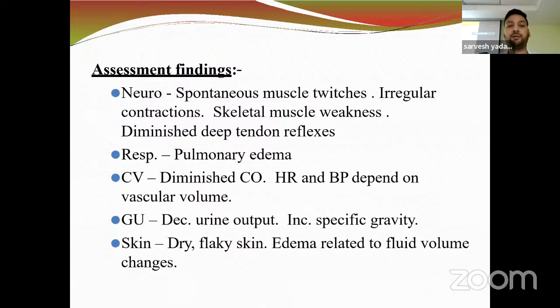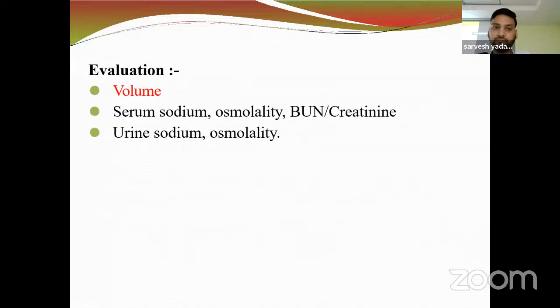Assessment findings for hypernatremia are neurological findings: spontaneous muscle twitching, irregular contraction, skeletal muscle weakness, diminished deep tendon reflexes. In the respiratory system, pulmonary edema. Cardiovascular system presents with diminished cardiac output; heart rate and BP depend on the vascular volume. Urinary system presents with decreased urine output and increased specific gravity. Skin: dry, flaky skin, edema related to fluid volume changes.